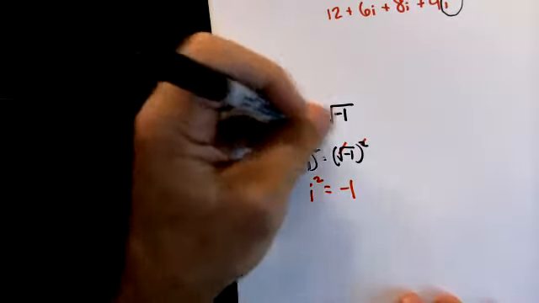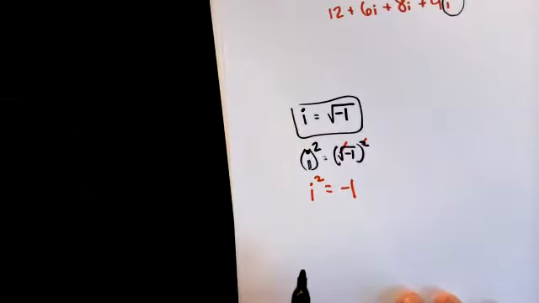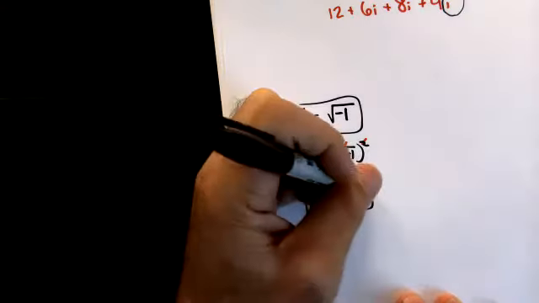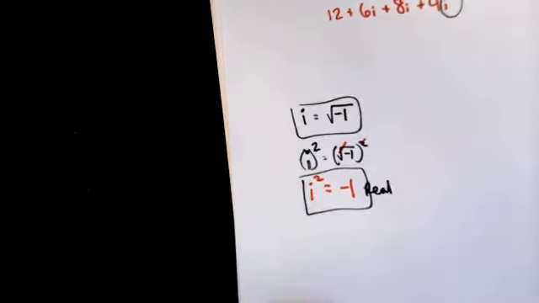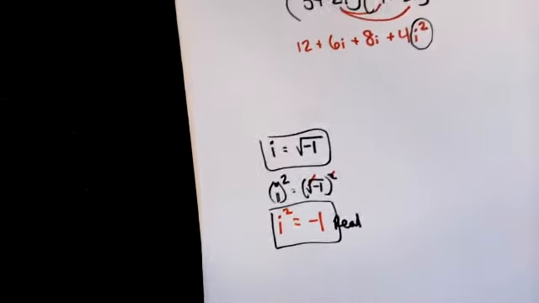So i is imaginary. It's the square root of -1. i squared is no longer imaginary. i squared is real. So it'll just take your number and multiply it by -1.